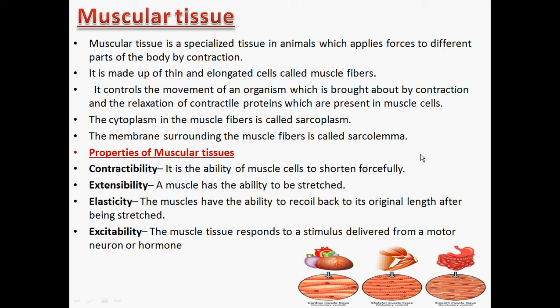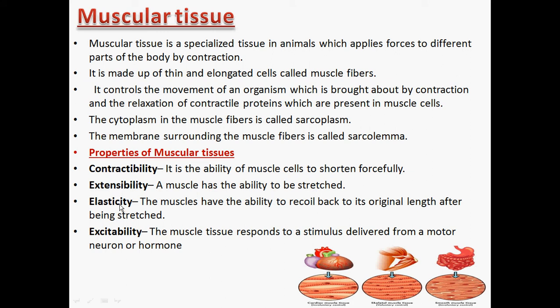So students, based on that, there are some important properties of the muscular tissue, which are contractibility, extensibility, elasticity, and excitability. Without contraction the muscles can't perform any function, like pumping the blood to different parts of the body with the help of the heart, or the movement of hands or legs, or even the peristaltic movement in the alimentary canal or the intestine. Contractibility is the ability of the muscle cells to shorten forcefully, and extensibility means that the muscle has the ability to be stretched.